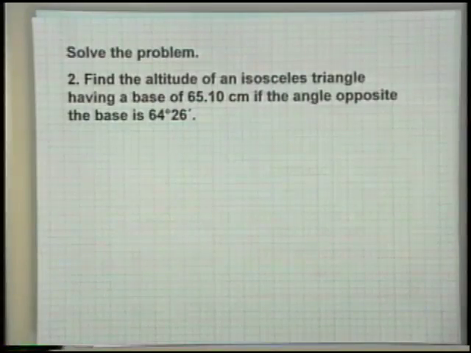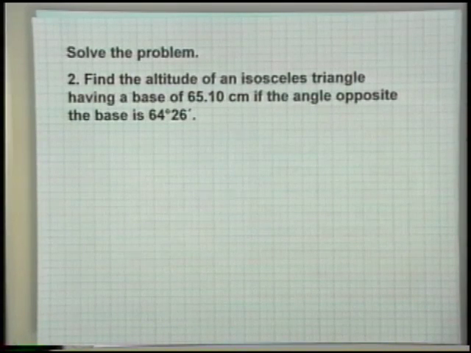Let's look at another problem. Find the altitude of an isosceles triangle having a base of 65 10/100 centimeters if the angle opposite the base is 64 degrees 26 minutes.